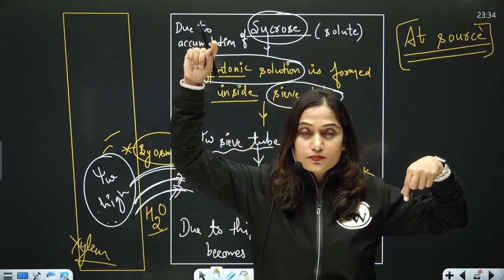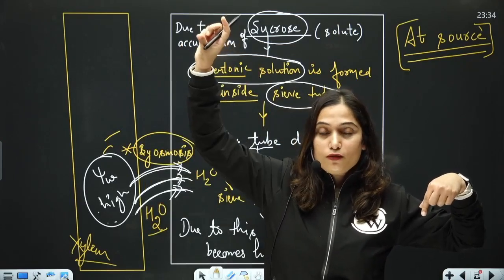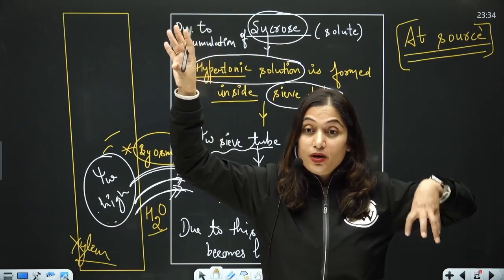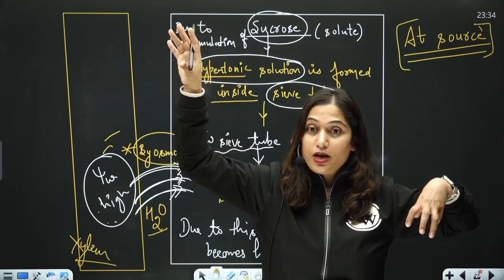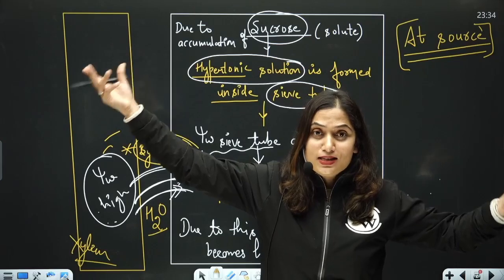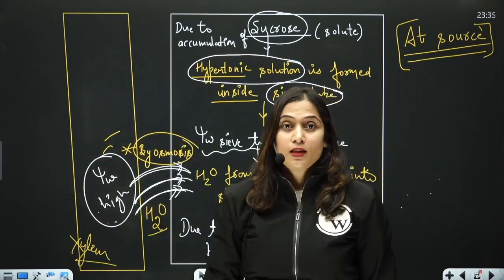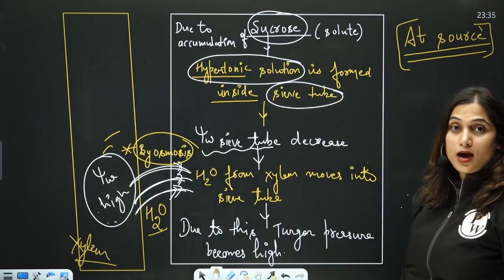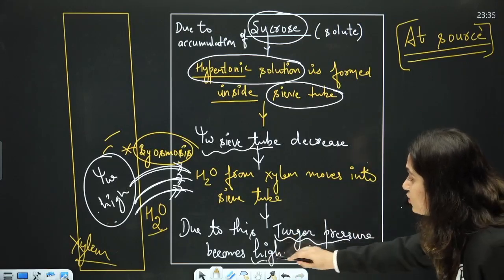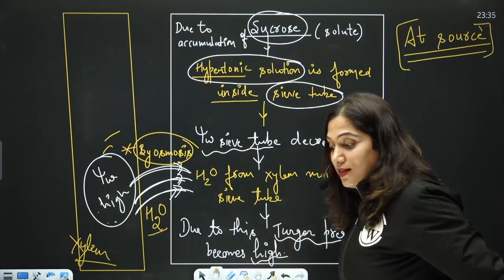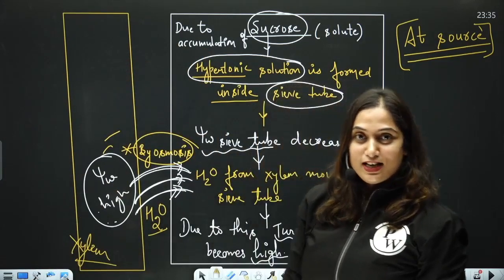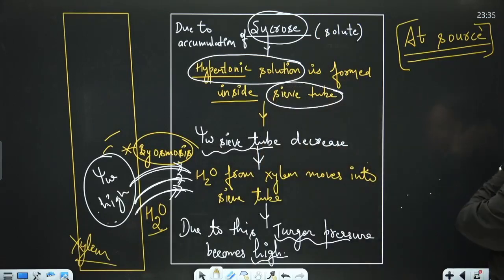So what have you just created? A pressure gradient. In the sieve tube of the leaf, there is high turgor pressure, right? But in the sieve tube of the root, there is low turgor pressure, and you have created a pressure gradient between 2 points, and this is mass flow. So in the sieve tube, high turgor pressure is created, and because of this high turgor pressure, the things will move by themselves towards the root. Clear? Are you clear with this?